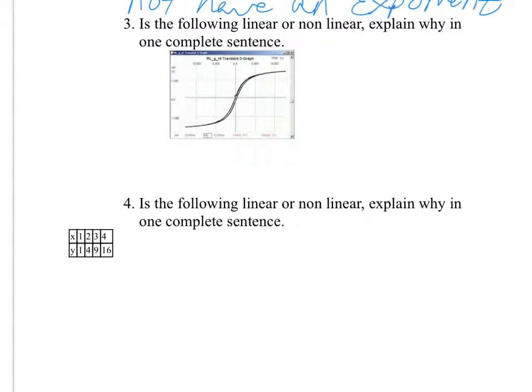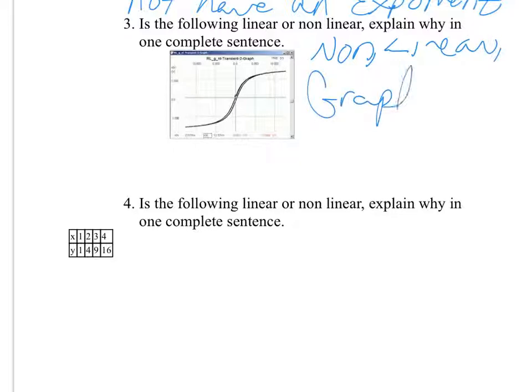Third one, looking at the graph, basically, does this graph make a straight line? If there's any sort of curve in the graph, it's going to be nonlinear. So nonlinear. Why? Graph has curves in it.